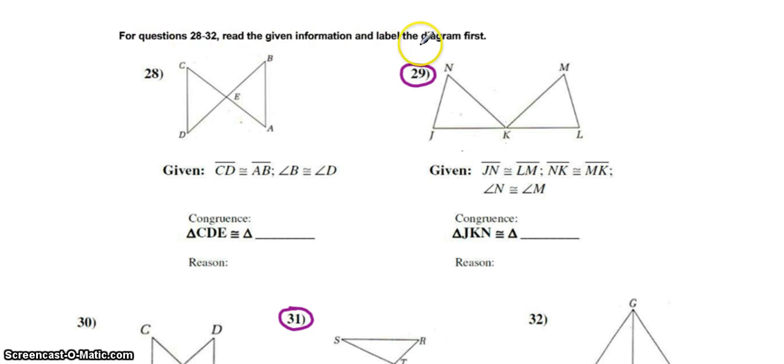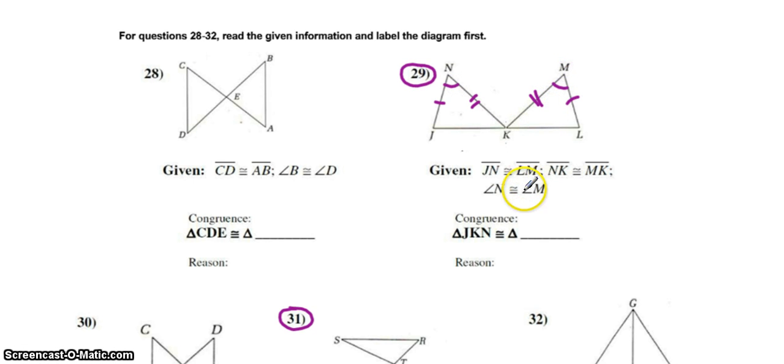9. And for these last two problems we're going to do, 29 and 31, we need to read the given information and label the diagram first. Notice how nothing is given here on the diagram. It's all given down here in words and symbols. So JN is congruent to LM, so we're just marking the diagram. NK is congruent to MK. Angle N is congruent to angle M. So that is congruent to that.